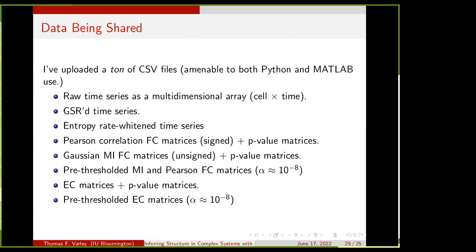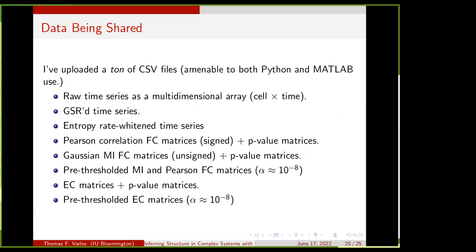And then, the data that's being shared: I've generated about 200 files that at some point I'm going to upload onto that Google Drive that Caitlin gave me access to. I've got the raw time series as a multi-dimensional array in CSV format. This is the same as the data that Caitlin sent me, just in a time series form as opposed to the columnar form it was before.